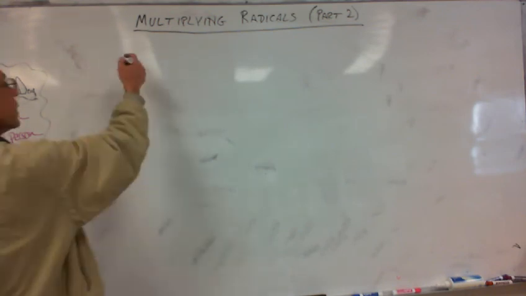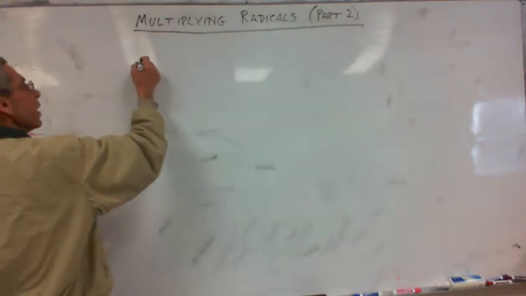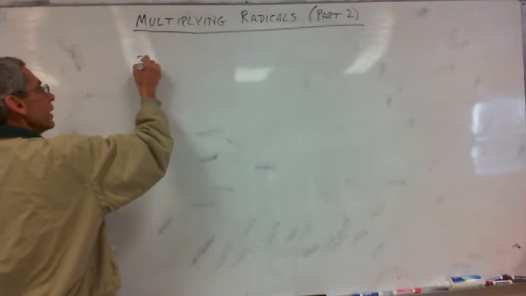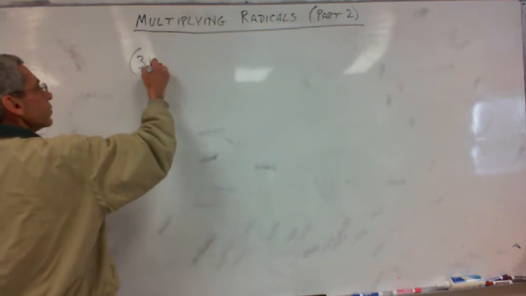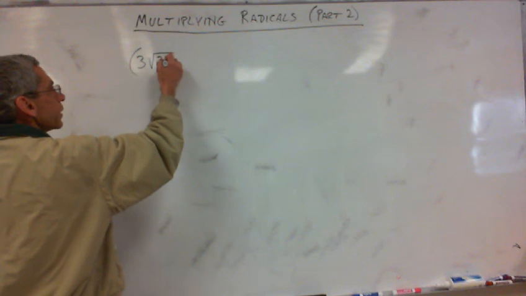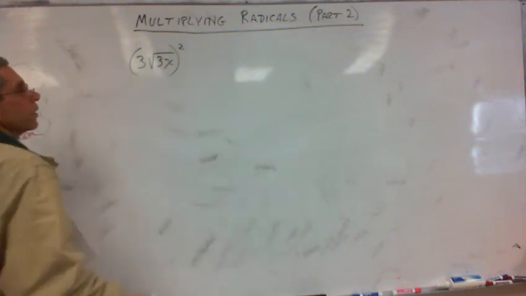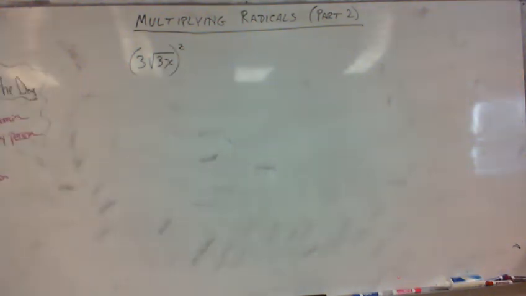All right, so now when we talk about multiplying radicals, I'm forgetting where I was going to go with this. Okay, yeah, something like this. What if I gave you something like 3 in parentheses, square root of 3x, squared? So wouldn't that just automatically turn into 3? It's 27x. That's correct.